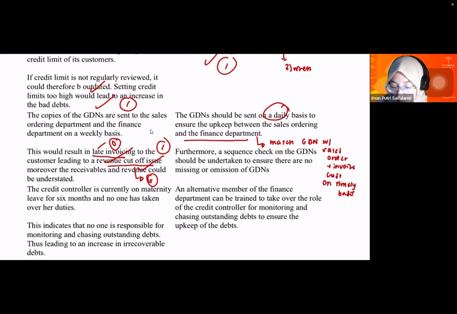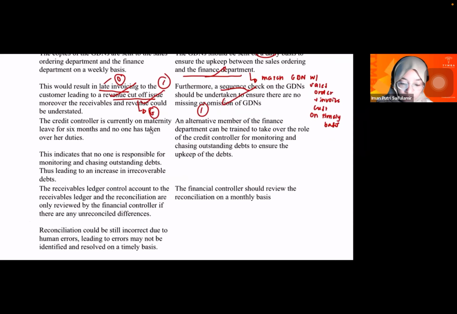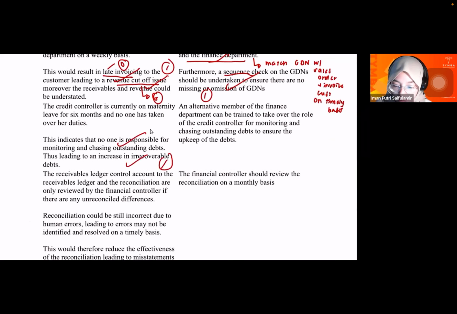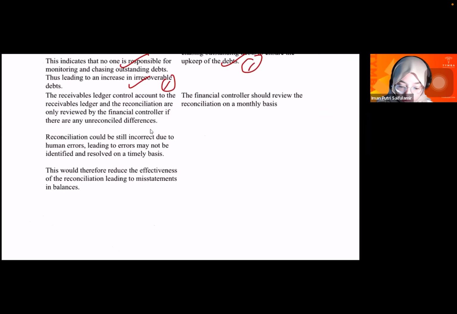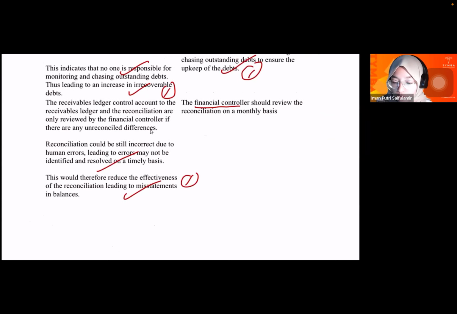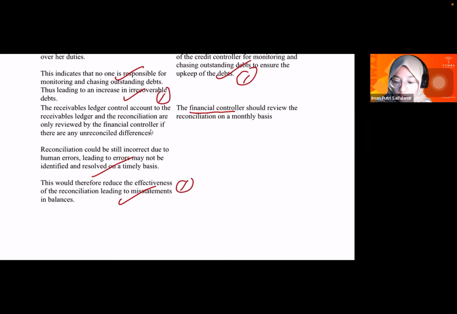But this answer is still acceptable. Okay, sequence check. This is 1 mark. Okay, so this is 1 mark here. 1 mark. Okay, this is correct. The financial controller should review the reconciliation at least on a monthly basis.